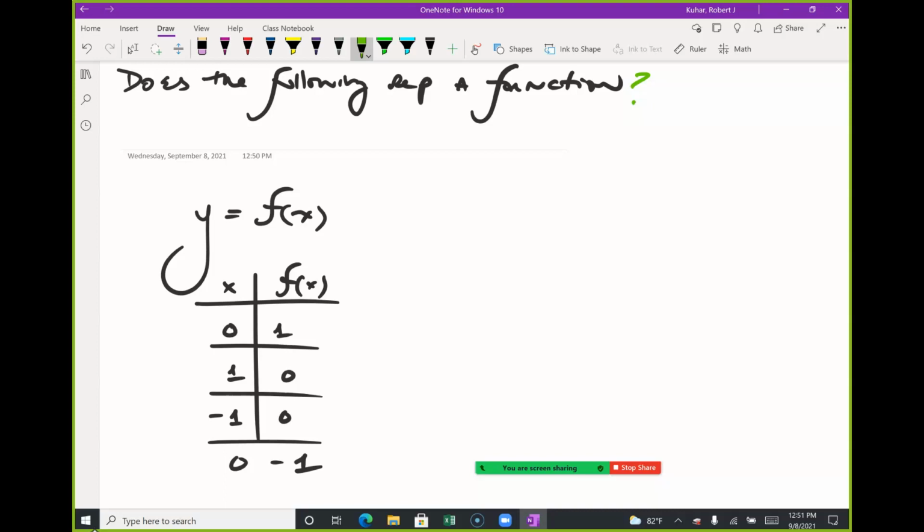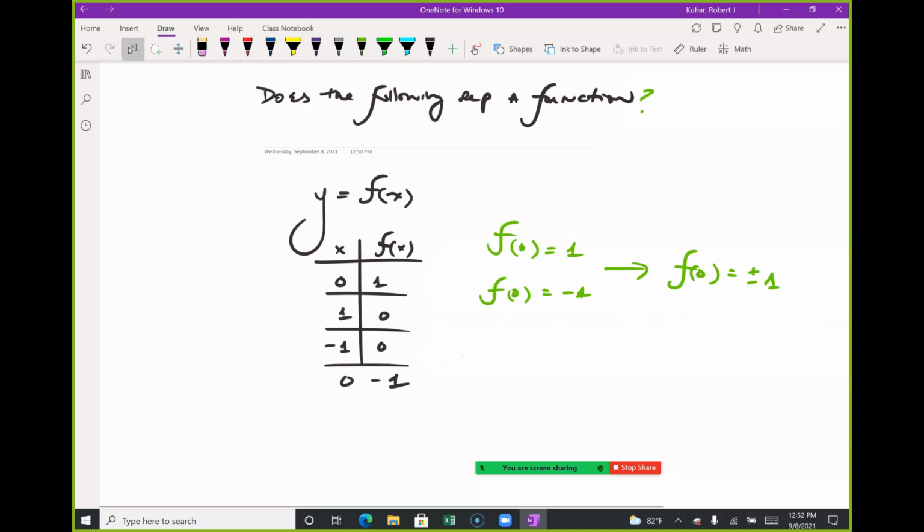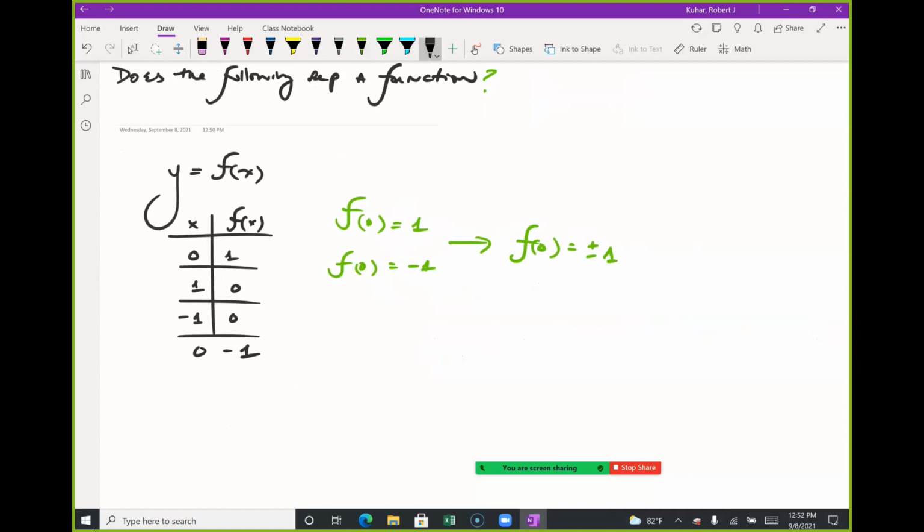Where's the issue here? The repeated x's are really all you have to look for. So I know that f of 0 is 1. I know that f of 0 is also negative 1. Of course, we'd rather say that as f of 0 is plus or minus 1, but it's unpredictable. I can't tell which one I'm going to get from it, right? And this particular function is x squared plus y squared equals 1.